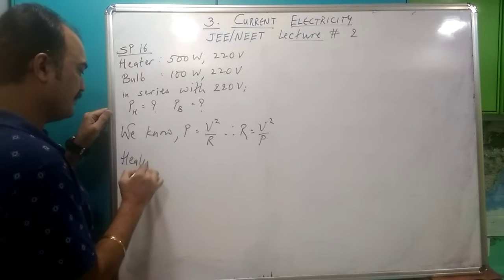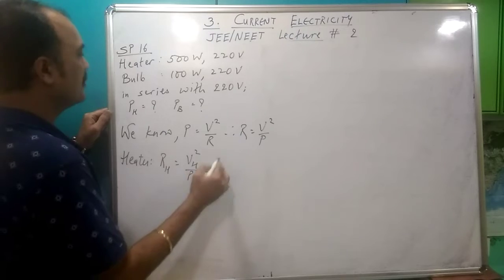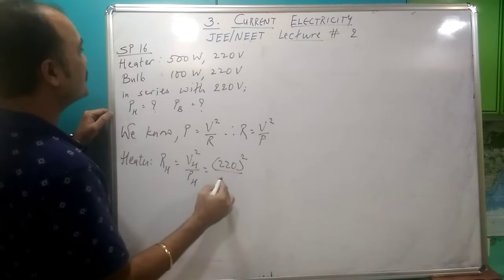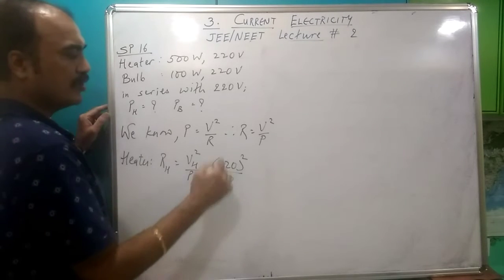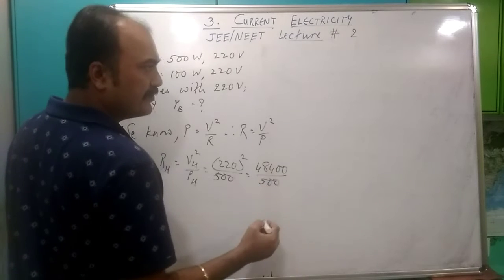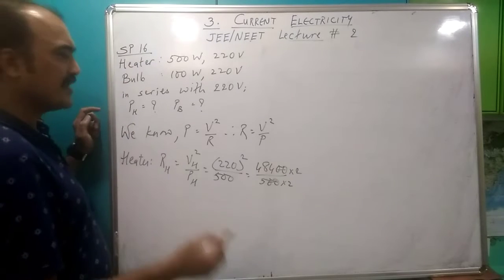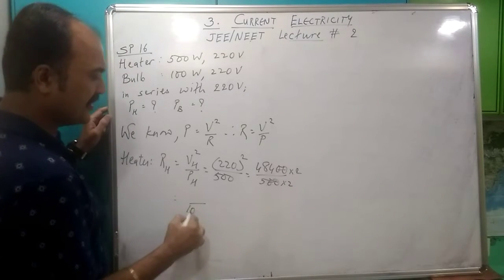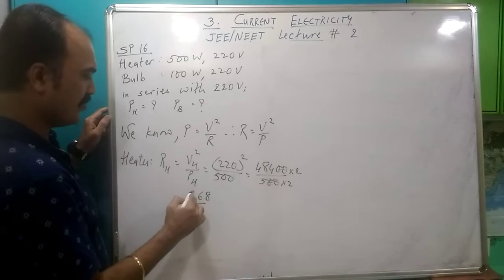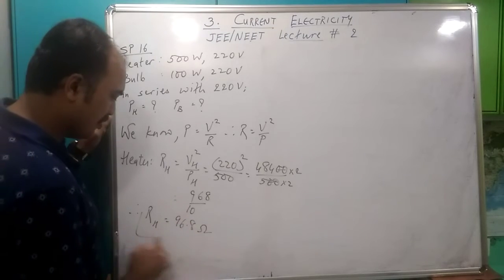So for the heater, RH is VH square by PH. VH is how much? 220 volt. We are good that everything is 220 volt. Upon PH is how much? 500. Now 22 square, 484 and 00 over 500, and we cancel the two zeros out here. If you want, you can multiply it by 2, divide it by 2, and this is how the entire thing works. So it becomes 10, 8 4 2s are 8, and 8 2s are 16, 4 2s are 8 and 1 9. So resistance of the heater is 96.8 ohm.